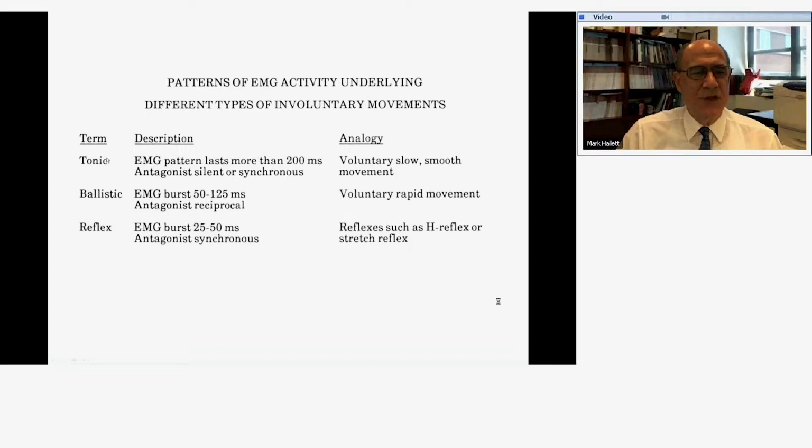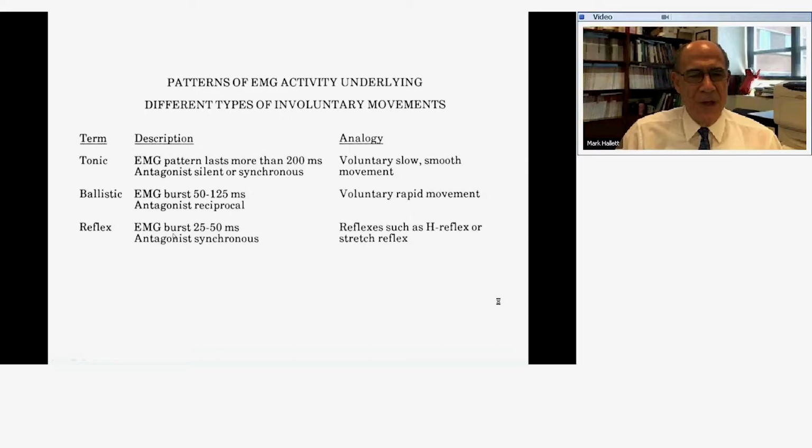Now, this could be called tonic because it's similar to a voluntary slow movement. The second pattern is where the EMG burst would be 50 to 125 milliseconds long, where the antagonist muscle is not exactly at the same time, usually reciprocal in nature. And this is what happens normally in a voluntary rapid movement, which is called a ballistic movement. So this could be called a ballistic pattern.